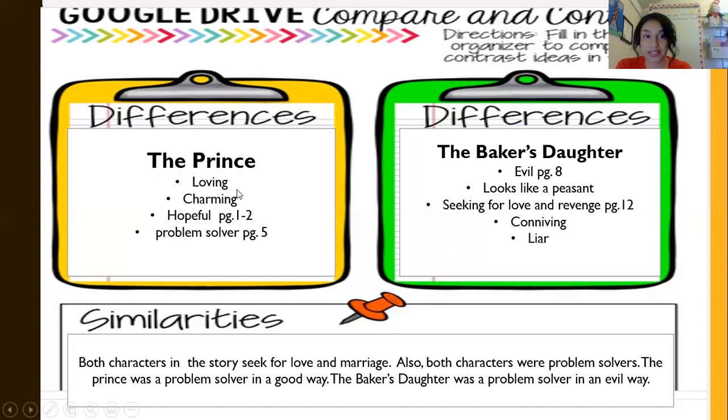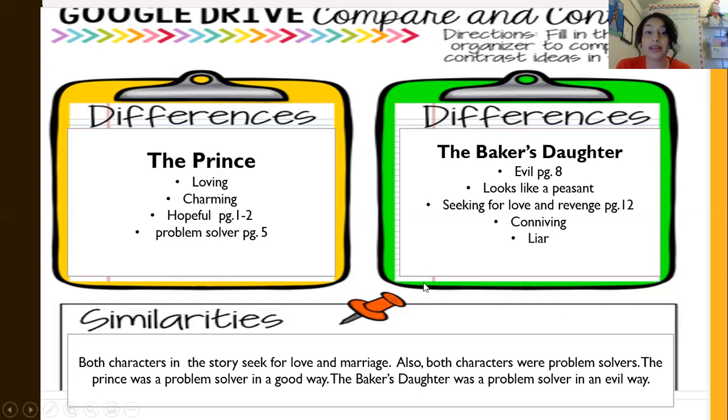Some of the differences that I noticed, I'm going to focus on the prince, is that the prince is loving, he's charming, he's hopeful, he's a problem solver. I also added the page number so that I am annotating my information. I'm going back to the text and finding these adjectives. The baker's daughter, she's evil. She looks like a peasant. She's seeking love and revenge. She's conniving and she's a liar.